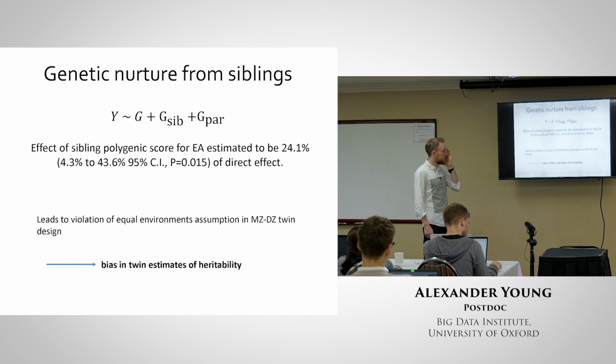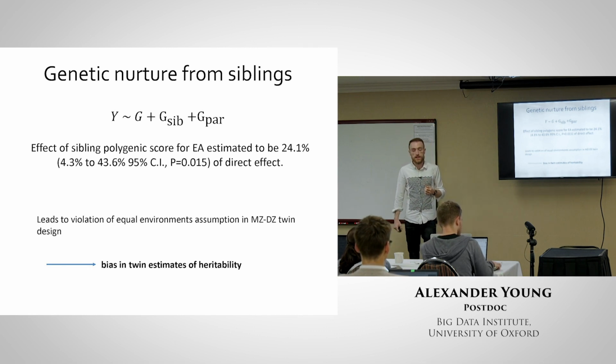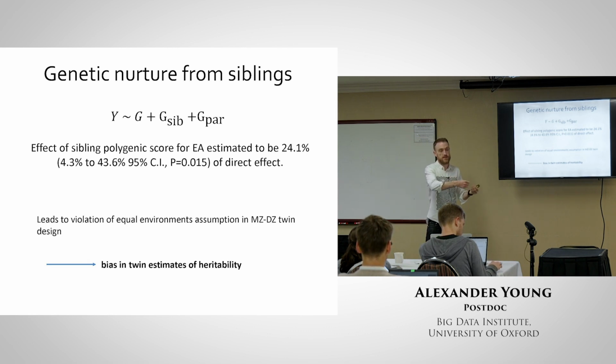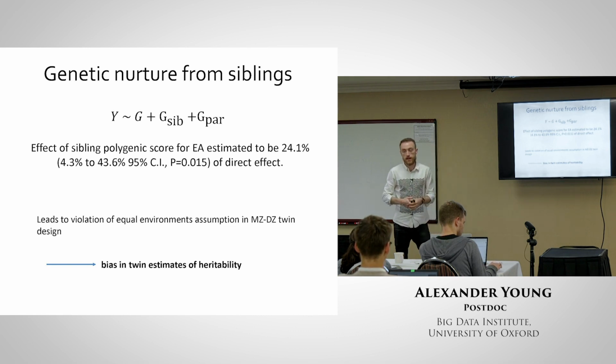And one of the interesting things about indirect genetic effects from siblings is that they necessarily lead to a violation of the equal environments assumption of the MZ, DZ twin design. And the reason for this is if your environment is partially determined by the genotype of your sibling, and if your sibling is genetically identical to you, the environment for monozygotic twins is more similar because they're genetically identical than the environment for dizygotic twins because they're genetically distinct. So this analysis here implies some bias in twin estimates of educational attainment.